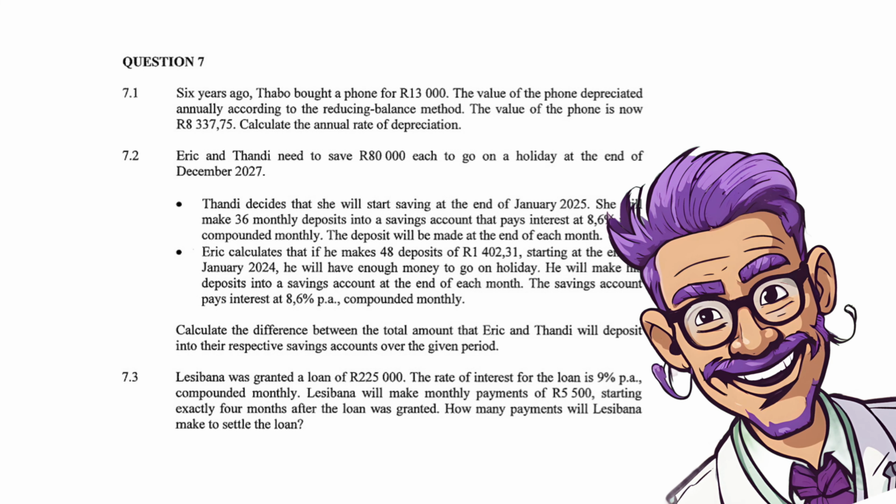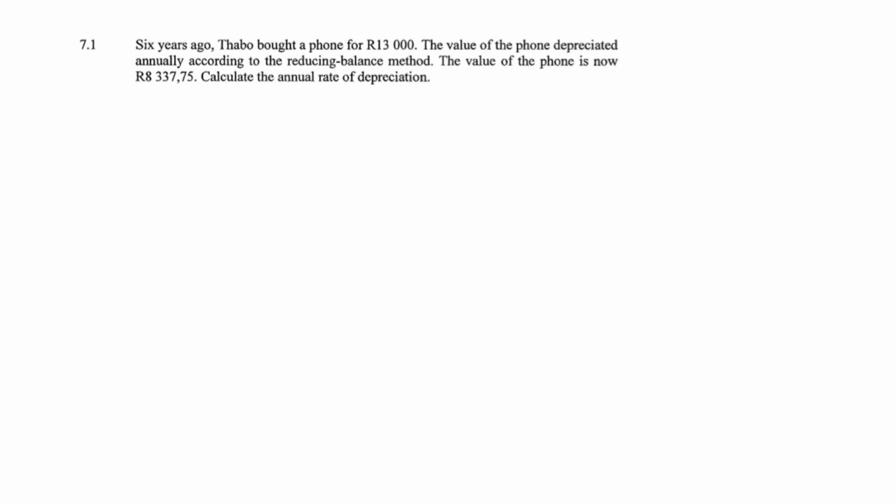We're going on with question 7 of paper 1 of June 2024. 7.1. 6 years ago, Tabu bought a phone for 13,000 Rand. The value of the phone depreciated annually according to the reducing balance method. The value of the phone is now 8,337 Rand and 75 cents. Calculate the annual rate of depreciation.